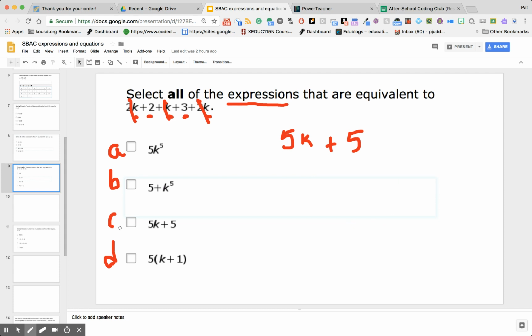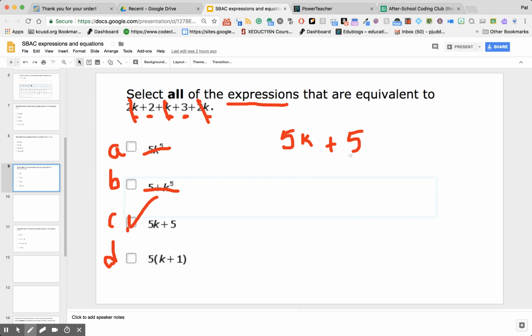And sure enough, there is one equivalent expression. It said select all. So 5 times k to the 5th power. Well, I'm not multiplying the k's. I'm adding them, so I'm not raising them to a power. And 5 plus k to the 5th power. Again, I'm not multiplying the k's. That is not true. But I'm looking at 5 times k plus 5.